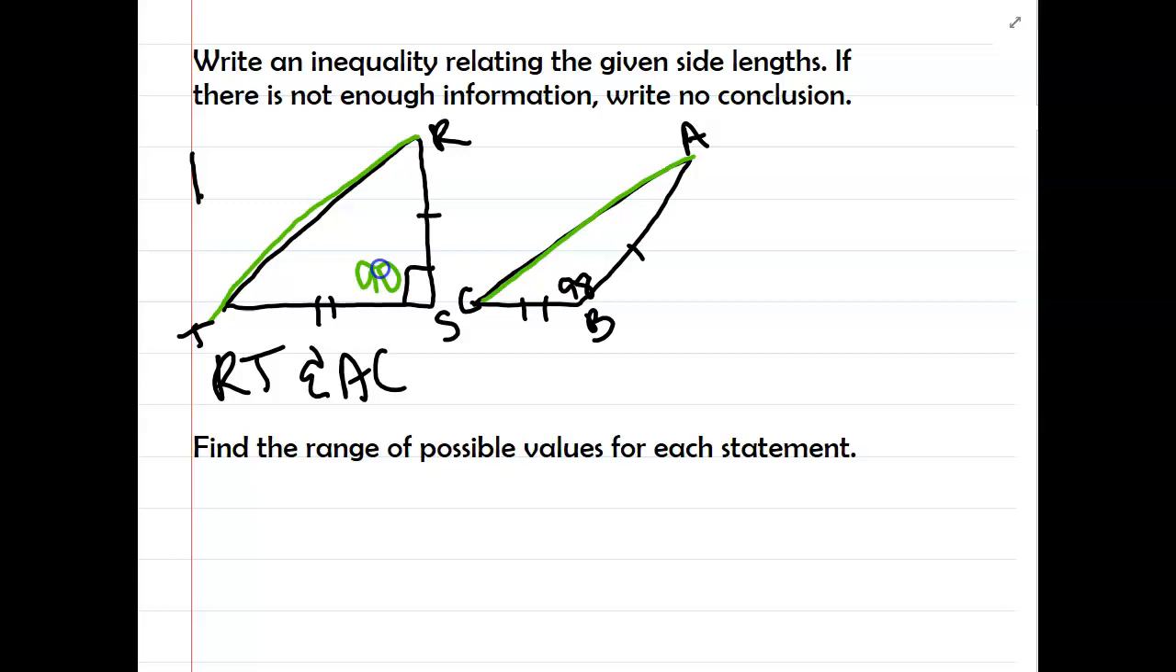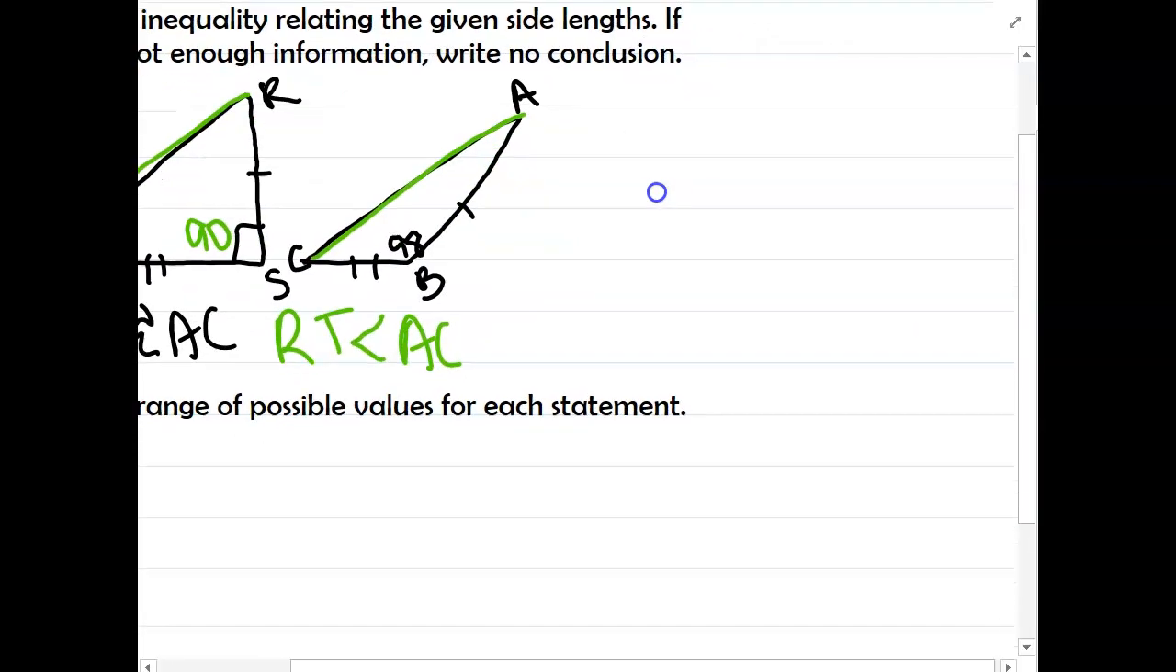So there's a couple ways you could write your inequality. We could say that RT, the smaller one, is less than AC. Or if we flip them around and said AC is greater than RT, that's fine. It means the same thing. Okay, number 2.